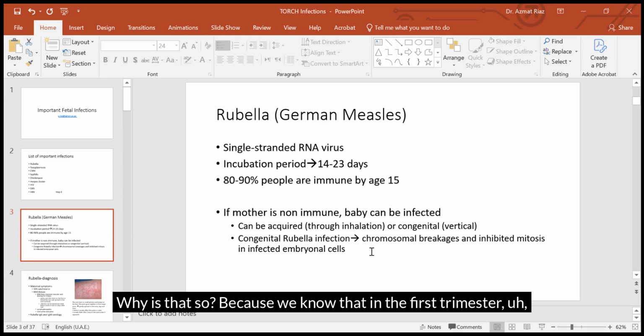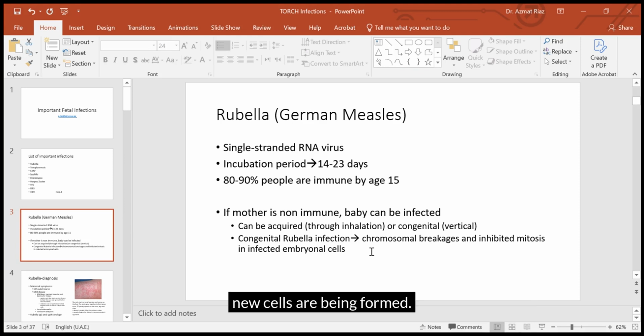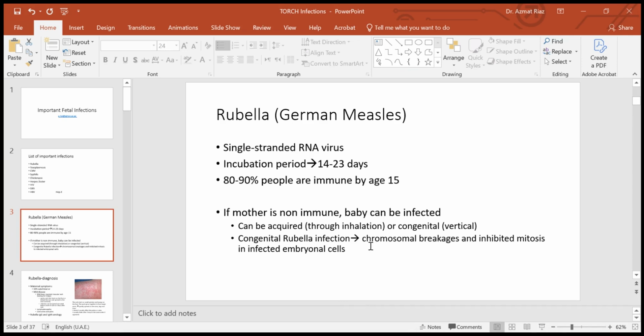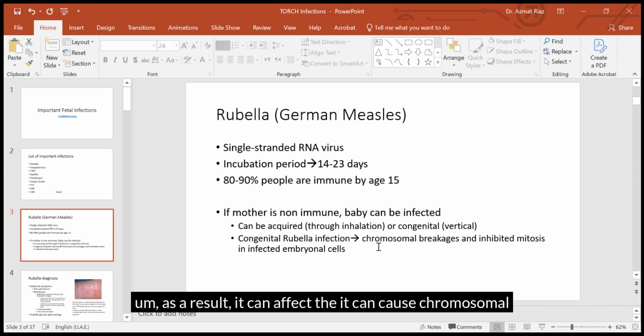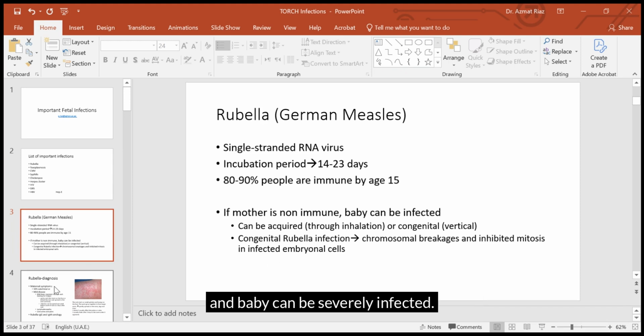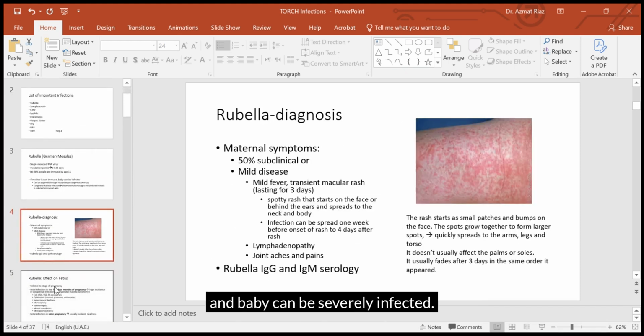Why is that so? Because we know that in the first trimester, new cells are being formed, right? So there is hyperplasia. As a result, it can cause chromosomal breakages and inhibited mitosis in infected embryonal cells, and the baby can be severely infected. Now, how to diagnose?